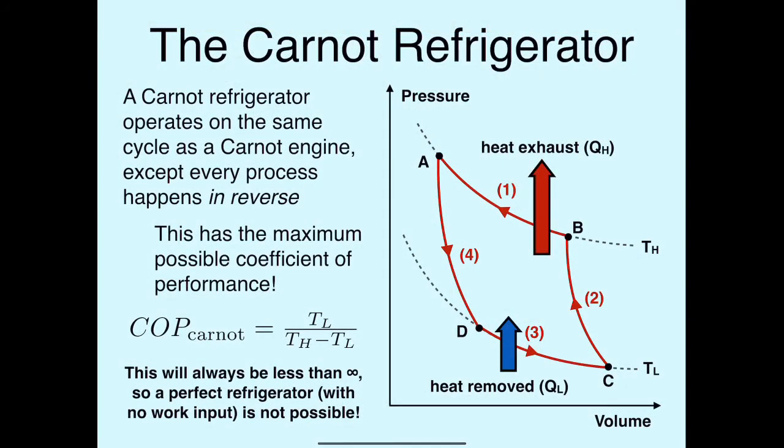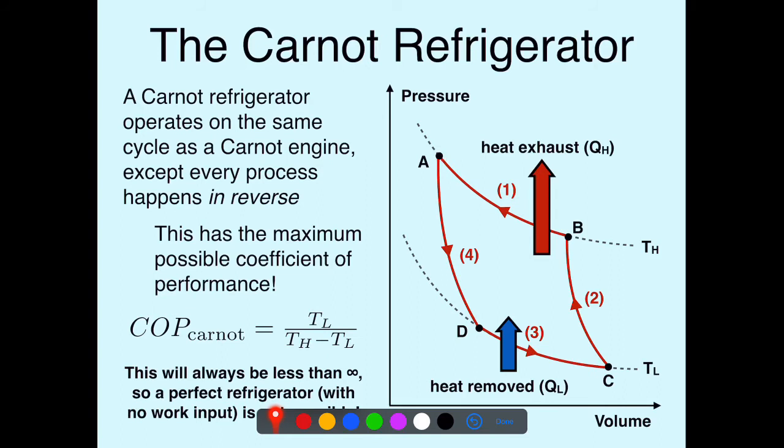Okay, so now let's take a look at the Carnot refrigerator. A Carnot refrigerator operates on the exact same cycle as a Carnot engine. We already know what that looks like on a PV diagram, except everything is run in reverse. Every part of the cycle just goes in the reverse direction. So remember, for the engine, we started at point A, then point B, then point C, then point D, and then back to point A. Now we're going to run it the other way.